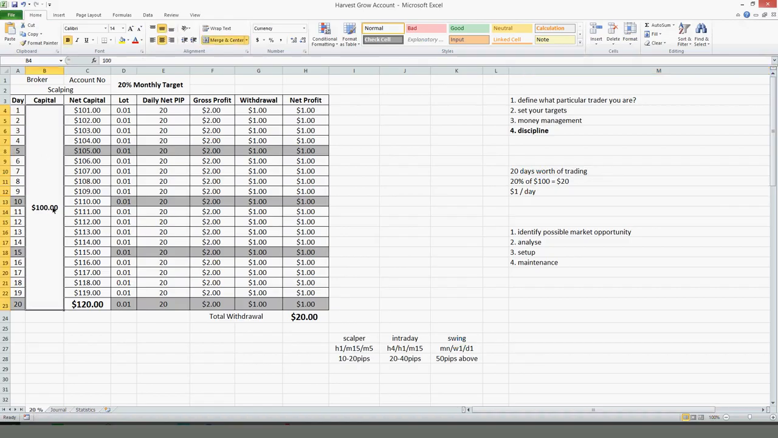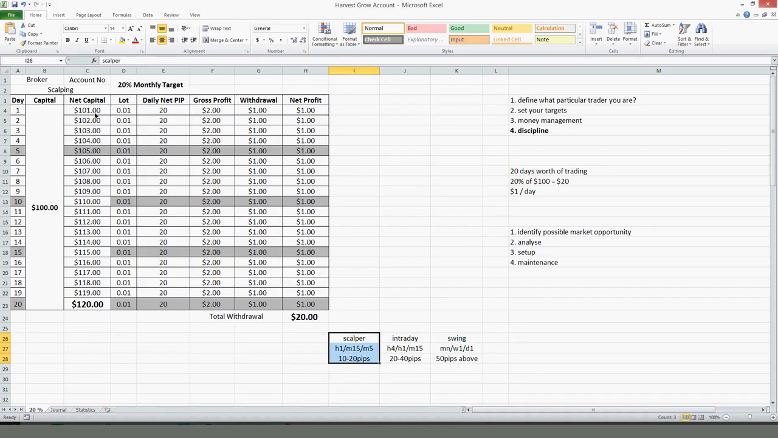So let's say, for example, that you start with $100, and obviously you create this spreadsheet using a broker and put the number of your account over there, and you have to make sure that you set what particular target that you want to achieve, and obviously what particular trading style that you are going to use. So if you want to grow $100, then we would set it to about 10 to 20 pips, because scalping should be about 10 to 20 pips.